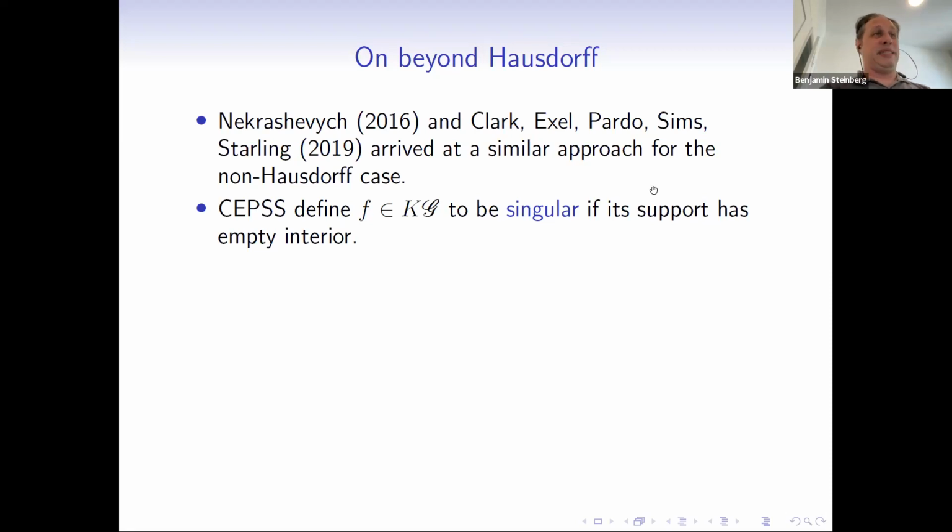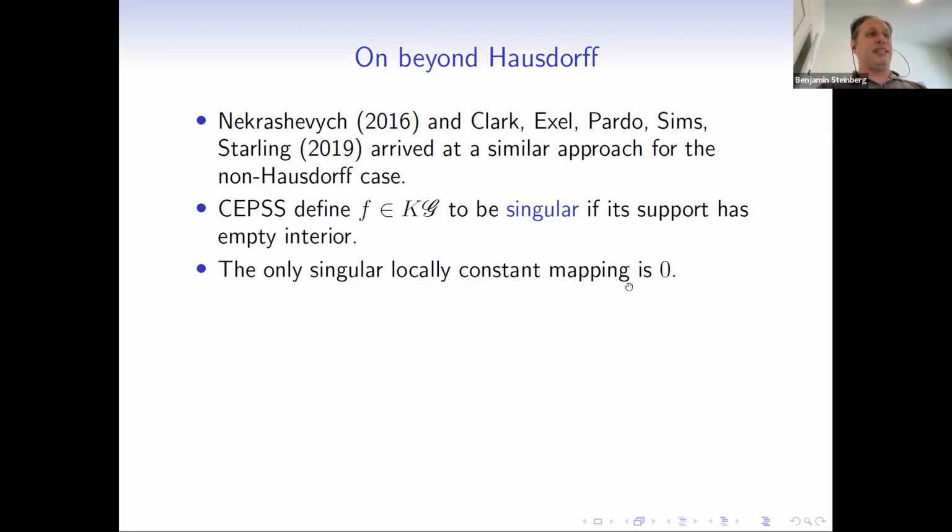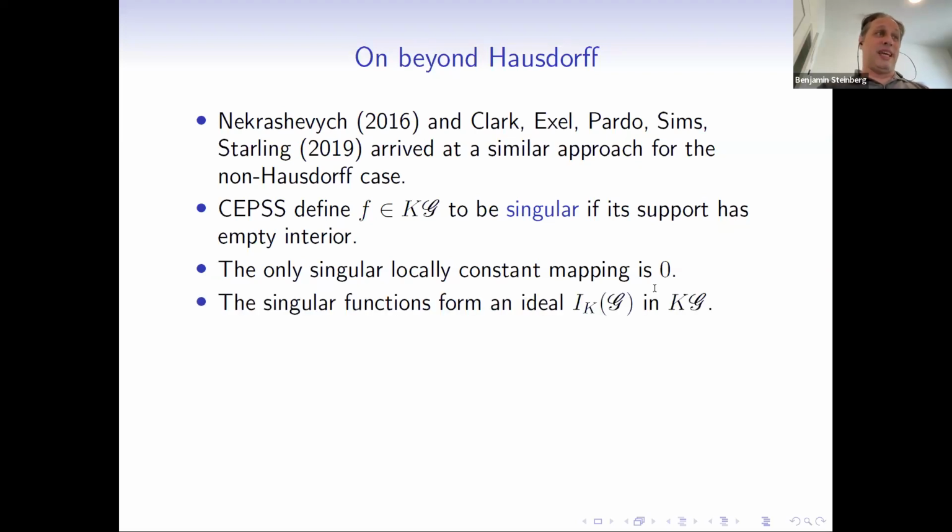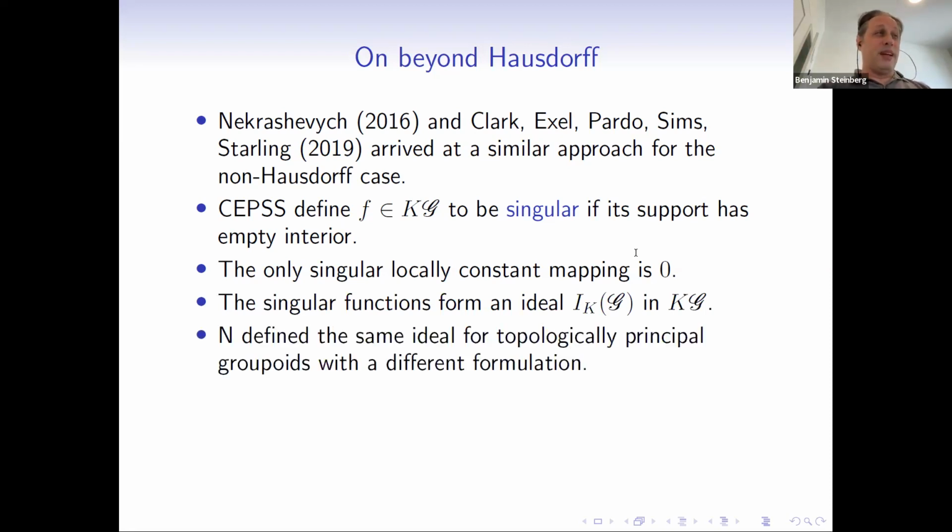So they defined a function to be singular if its support, remember again, support does not take a closure, support is the set of things which do not map to zero, has empty interior. For instance, if you have a locally constant map, then its support always has non-empty interior unless it's a zero mapping. So you don't have any singular mappings in the Hausdorff case. And the singular functions, they prove, form an ideal. And Nekrashevych defined essentially the same ideal for topologically principal groupoids in a slightly different formulation. But you can check it's the same ideal in the special case of a topologically principal groupoid.